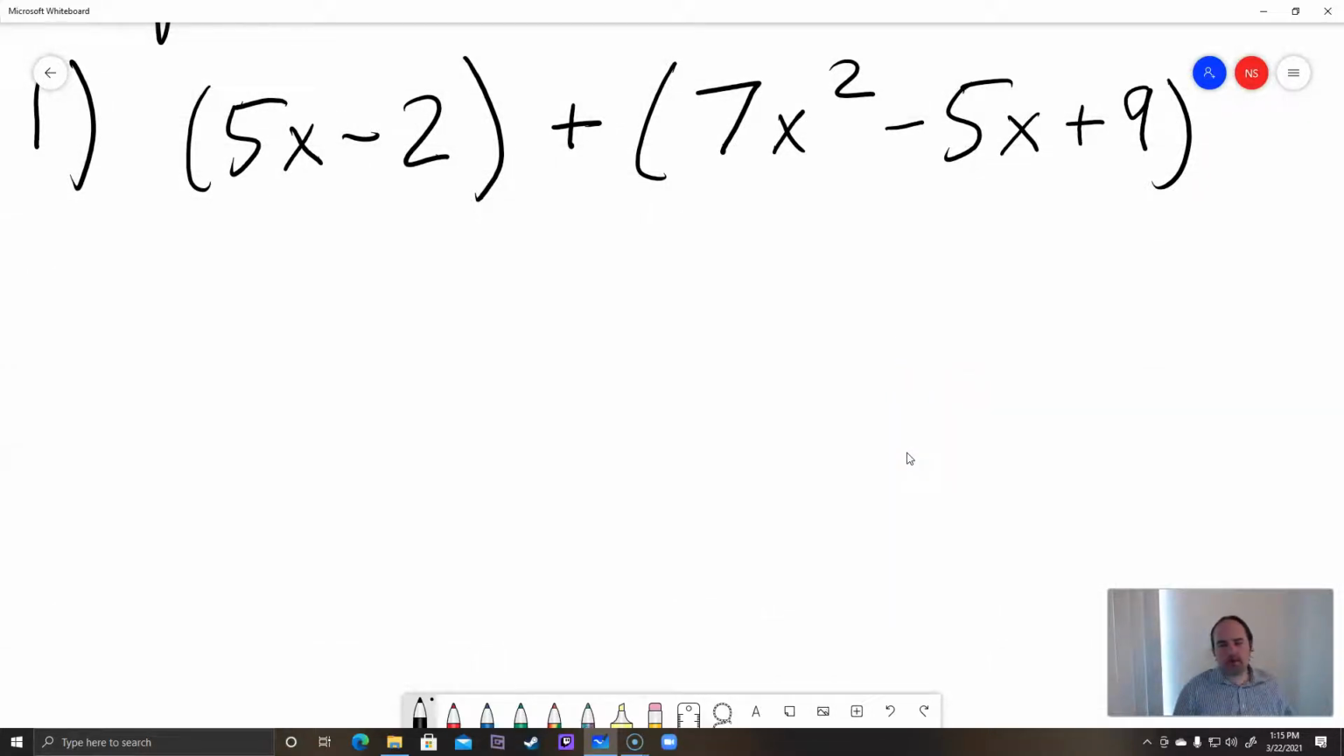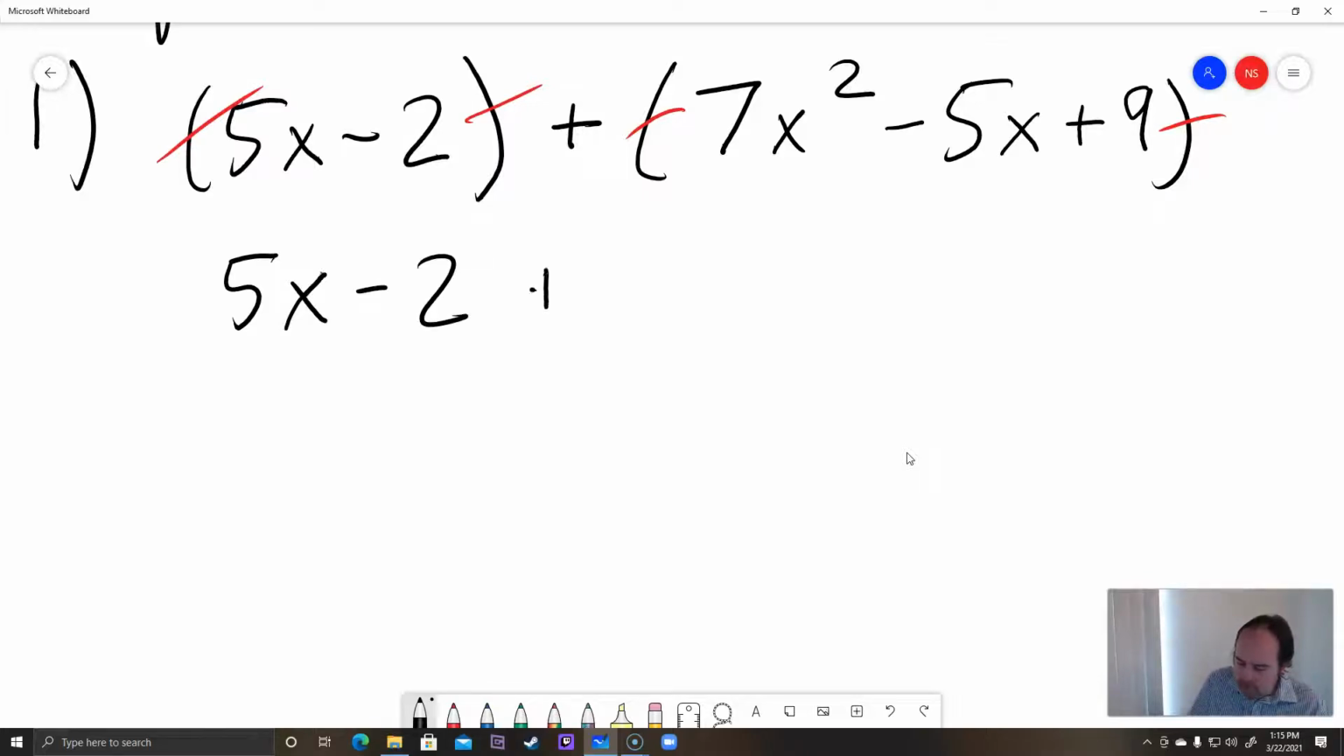So probably the weirdest thing here is the parentheses. Now when you're adding, you don't really need parentheses. So right off the bat, we can just get rid of those parentheses. If you're subtracting, you would have to distribute the minus. But if you're just adding, go ahead and get rid of those parentheses. So I'm just going to cross those out. Really we just have 5x minus 2 plus 7x squared minus 5x plus 9.